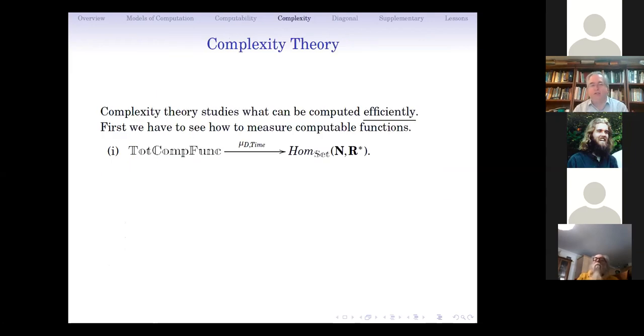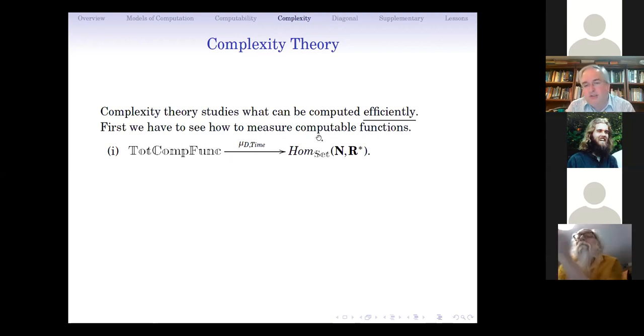Let me talk about complexity theory. Complexity theory doesn't deal with what's computable, it deals with what's computable efficiently. Okay, and so what we have to talk about is we have to measure total computable functions. Okay, and so here's a nice measure.